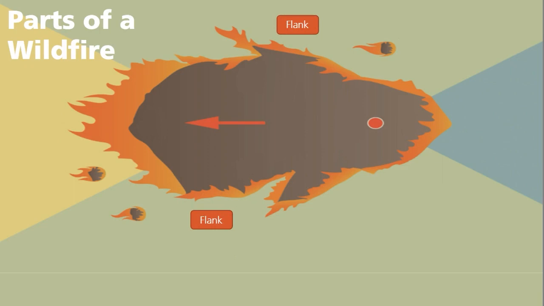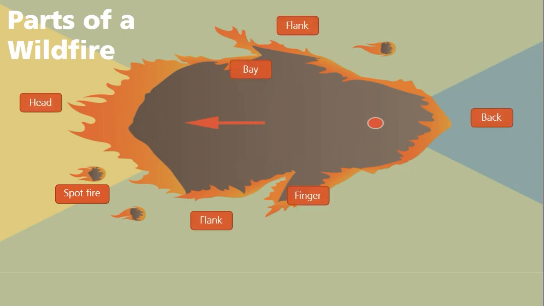The flank refers to the sides of the fire, between the head and the back. A finger is an elongated burn projecting from the main body of the fire. A bay is an unburnt indentation of the fire's perimeter. It is usually located between 2 fingers. A spot fire is an ignition outside the main perimeter of the fire, usually started by flying sparks or embers.